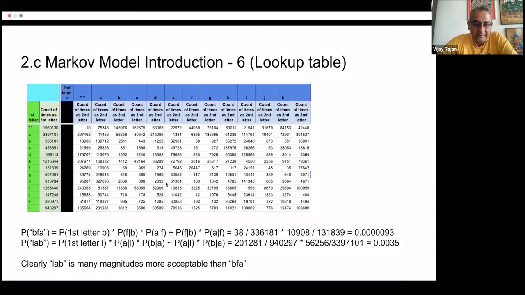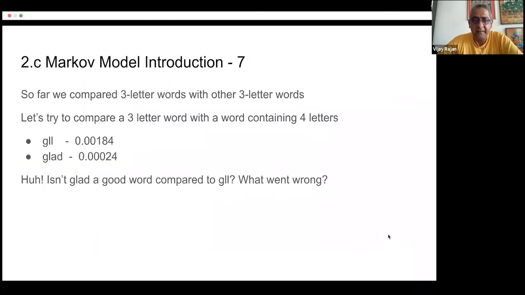And if you use this as a lookup, BFA gets a very, very small score, 0.000093, whereas LAB gets a bigger value of 0.0035. So obviously you've got a way to say that lab is a better word, a non-gibberish word, compared to BFA, right? So at least you got a comparator going.